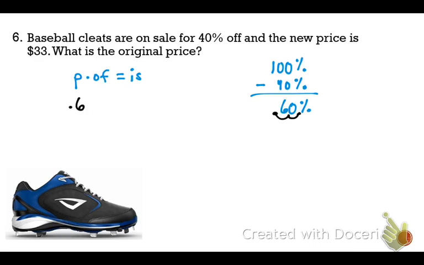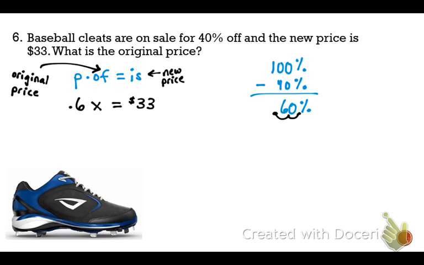Now, if you remember, this of right here is the what? The original price. Do we know what the original price is? No. Look what it asks us. What is the original price? So what should I put there? I'm just going to put an X because we don't know what it is. Equals is. Do you guys remember what the is? The is always going to be whatever the new price was supposed to be. And as you guys just said, the new price is $33.